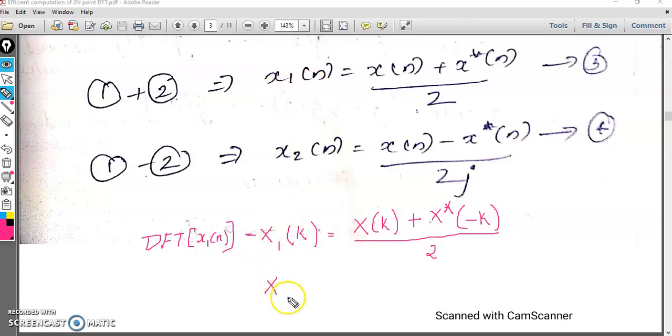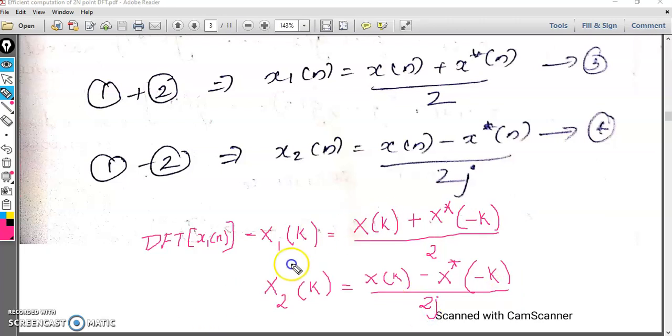Then the DFT of x2 of n is denoted by x2 of k. Here we take the DFT of the right-hand side. DFT of x of n is x of k, minus x conjugate of n, its DFT is x conjugate of minus k, divided by 2j.